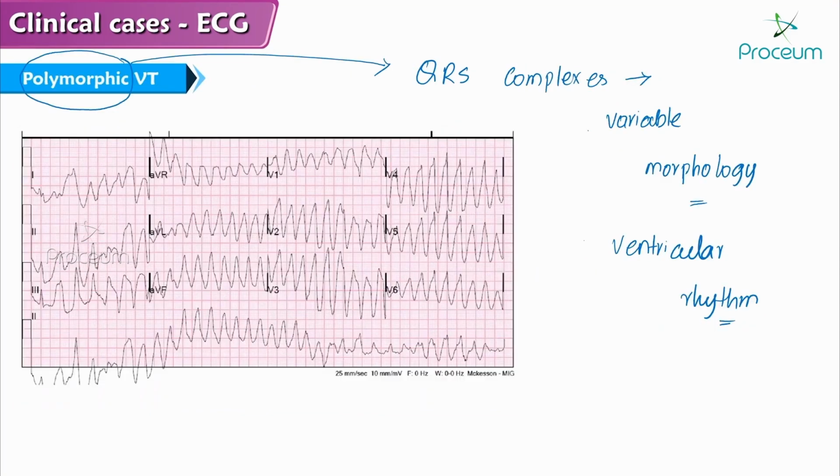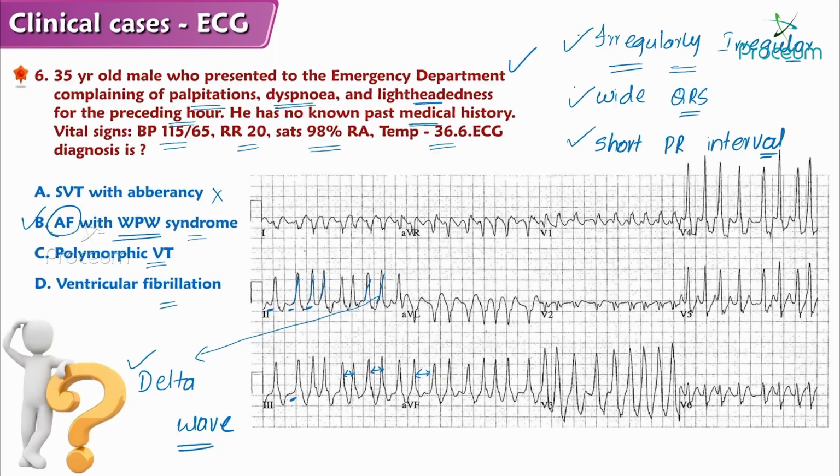So these are the clinical ECGs related to this question. Our question was actually on atrial fibrillation with WPW syndrome, but I have tried to show you the ECGs of all other options as well. Now, let me show you one more clinical ECG.